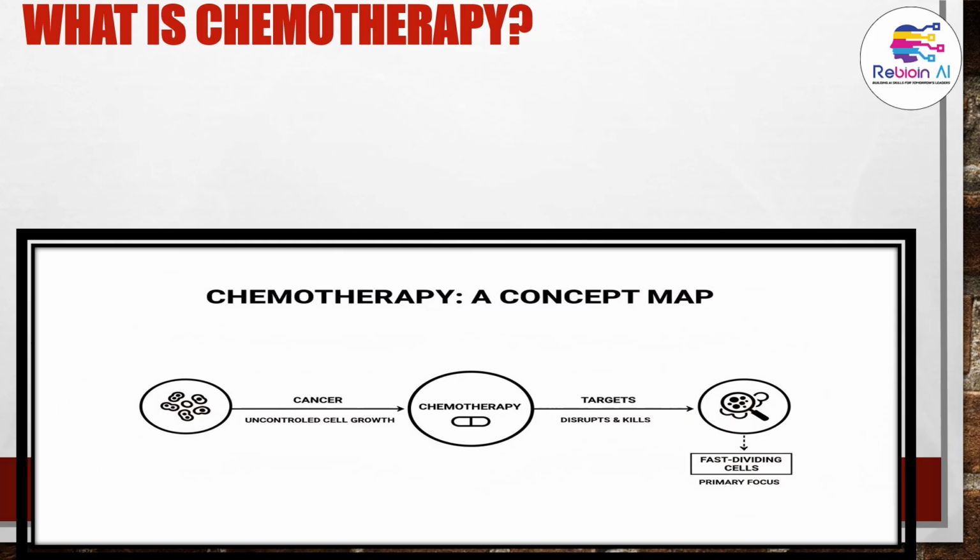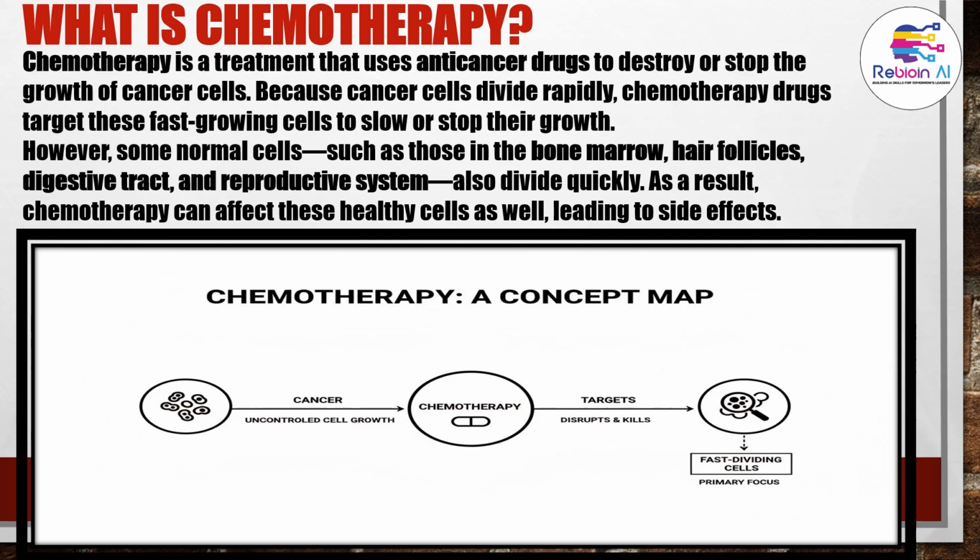What is chemotherapy? Chemotherapy is one of the most common treatments used to treat cancer. It uses anti-cancer drugs to destroy cancer cells and stop them from growing and dividing. Cancer cells divide much faster than normal cells. Chemotherapy targets these rapidly dividing cells by damaging their DNA or blocking the process of cell division. As a result, cancer cells cannot multiply and many of them eventually die.